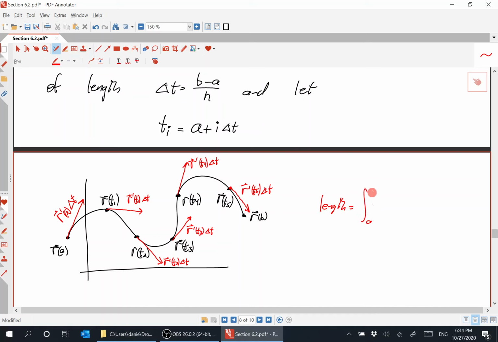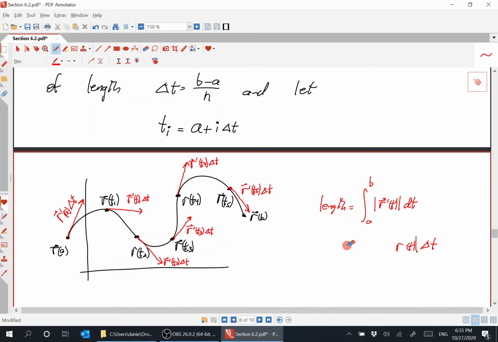The length of the curve was equal to the integral from a to b of the length of r prime of t dt. So the curve is approximated by r prime. That's what we're going to do here. This is the limit of the sum of r prime of t dt, so length r prime of t dt approximates the curve. So instead of just using the lengths, we're going to use the vectors themselves to approximate the curve.